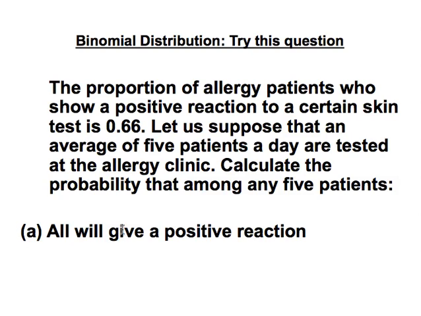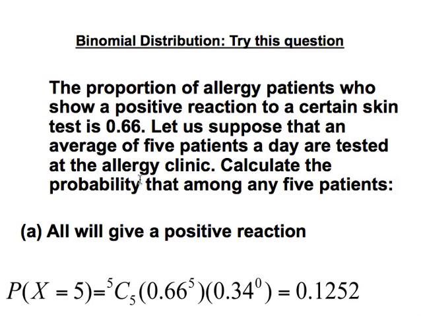Another example, same scenario. The proportion of patients that show a positive reaction to the certain skin disease is 0.66. We have 5 patients. Calculate the probability that among any 5 patients, all will give a positive reaction. Okay, so in this case, X is equal to 5. The number of patients with a positive reaction is equal to 5. Okay, so 5 is our N, combination 5 is our X, times 0.66 to the 5th power, times 0.34 to the 0. And punch that in the calculator to get your answer.